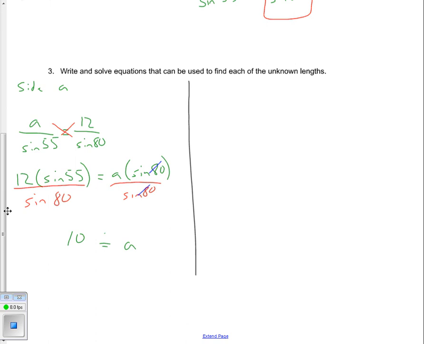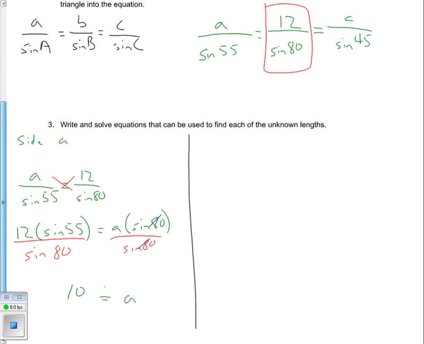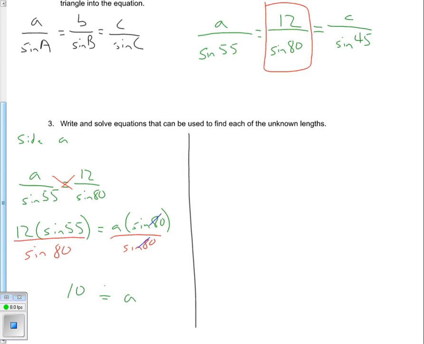We still have to solve for side B because we haven't done that yet. So if we look back up at our ratio, we're going to use the same ratio, same key, same process. Now I'm going to do 12 divided by sine of 80 degrees is equal to C divided by sine of 45 degrees. Again, I have a complete ratio, 12 divided by sine 80, which gives me a number in both the numerator and the denominator. So now what I need to do is cross multiply.